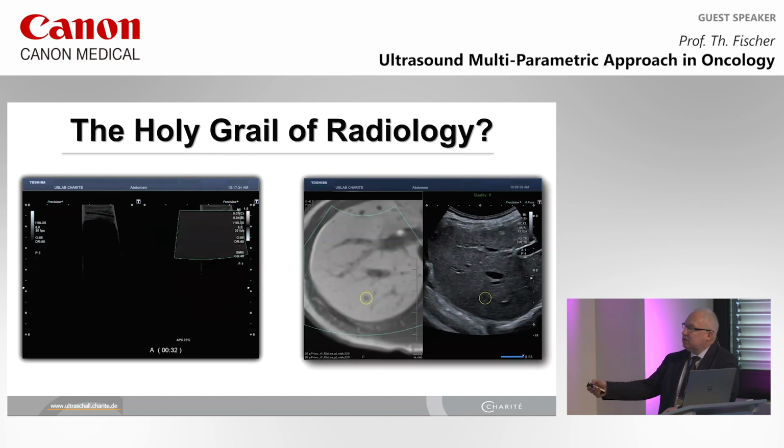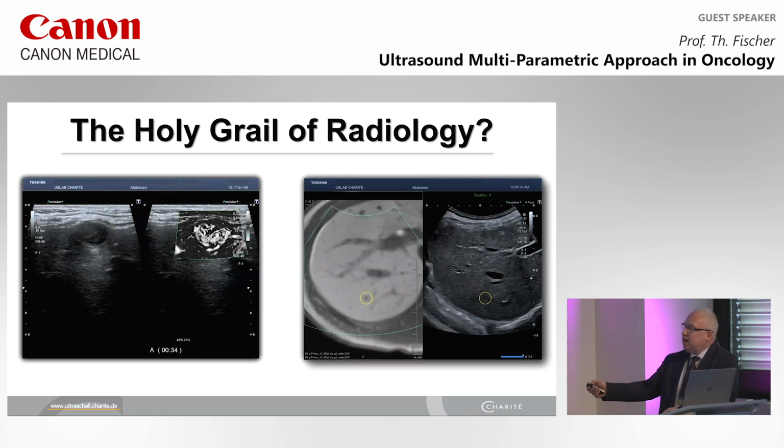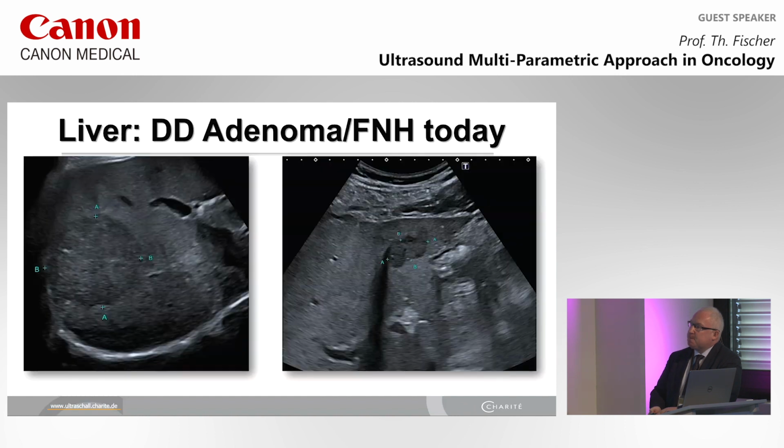Second step is to correspond also B-mode findings with MR, a single lesion 3 millimeters in size, and we are able to pick up these very, very tiny lesions based on ultrasound.